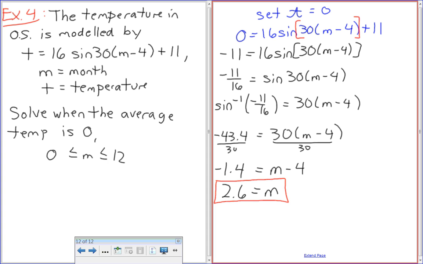What's the period of this question, first of all? What's the period going to be? Okay, I don't know my calculator right off the bat, but 360 divided by 30. Good. What's 360 divided by 30? 12. Okay, so the period here is going to equal 12.